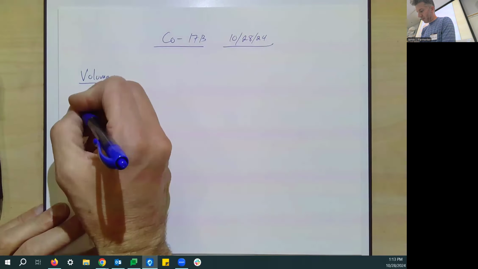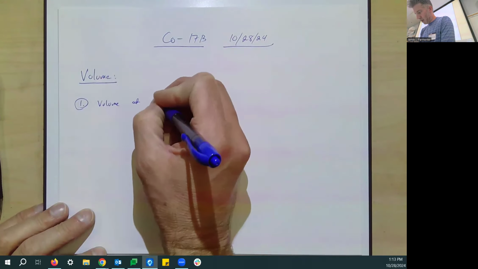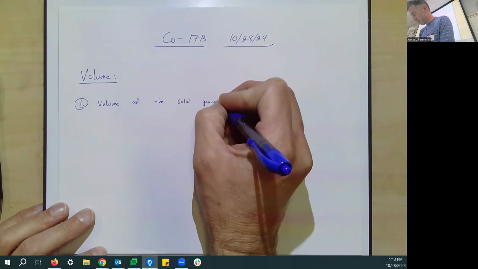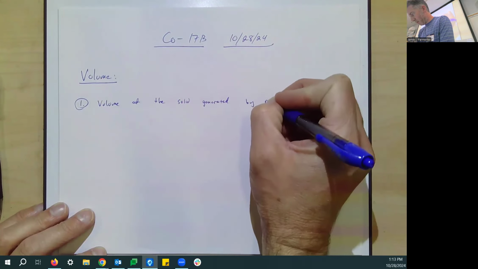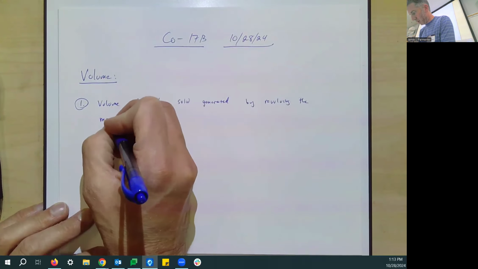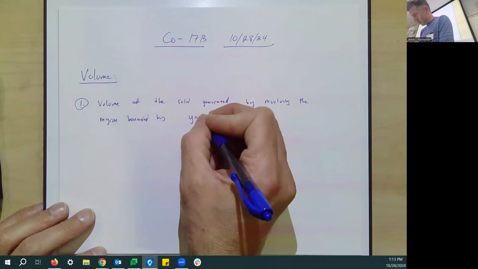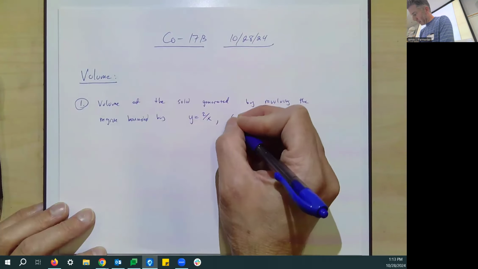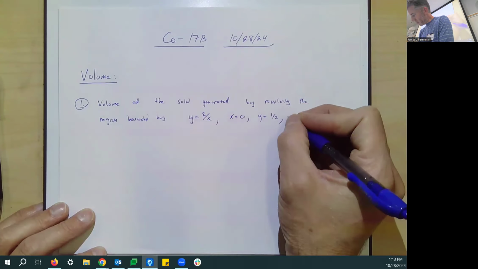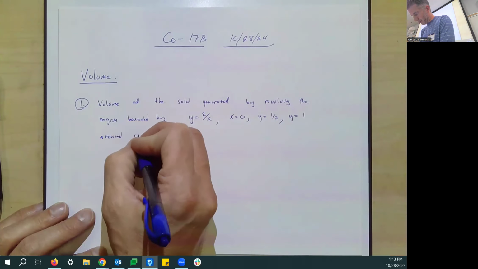We want to find the volume of the solid generated by revolving the region bounded by, oh my God, so many words. y equals 2 over x, x equals 0, y equals 1/2, y equals 1 around the y-axis.